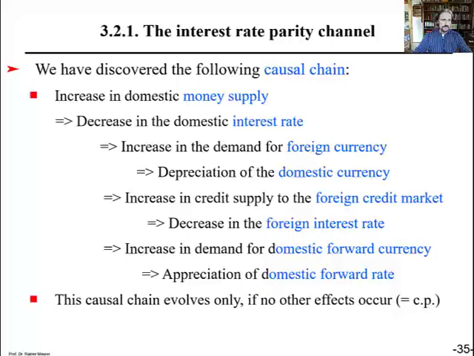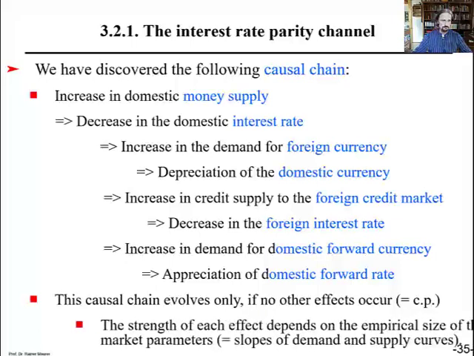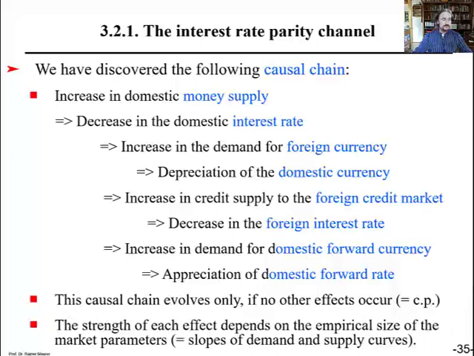This causal chain evolves, of course, only if no other effects happen at the same time. The strength of each effect depends on the empirical size of the market parameters, the slopes of the demand and supply curves, in other words.